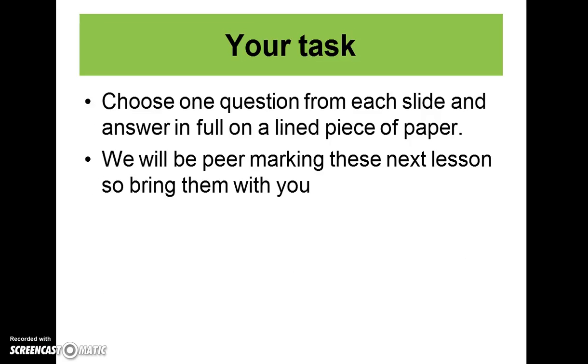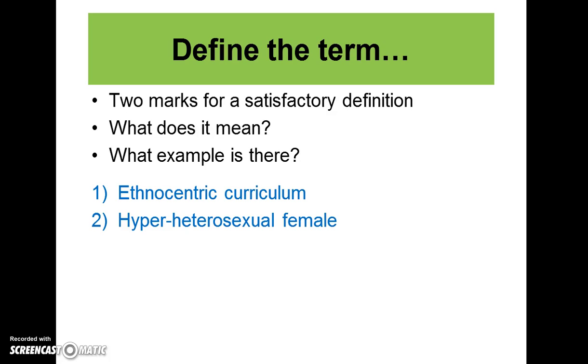So your task today is to choose one question from each slide and answer them fully. Do them on a lined piece of paper so that we can use them next lesson. We can do some peer assessment and I can take them in and mark them too. So define the term. This is a 2-mark question. You need to say what it means and give an example. So you can either define the term ethnocentric curriculum or you can define the term hyper-heterosexual female.